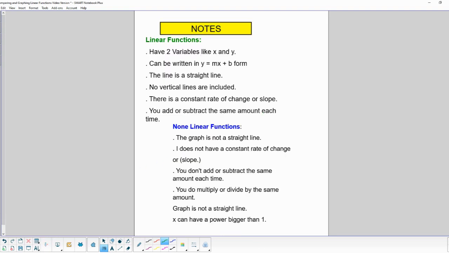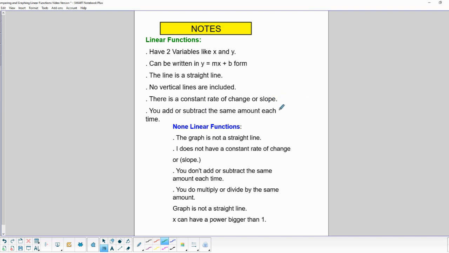So let's summarize then. Linear functions have two variables like x and y. They can be solved and written in y equals mx plus or minus b form. The line or the graph of the line would be straight. There's no vertical lines. There's a constant rate of change or slope. And quite often, as you're looking at the pattern, you're adding or subtracting the same amount each time.